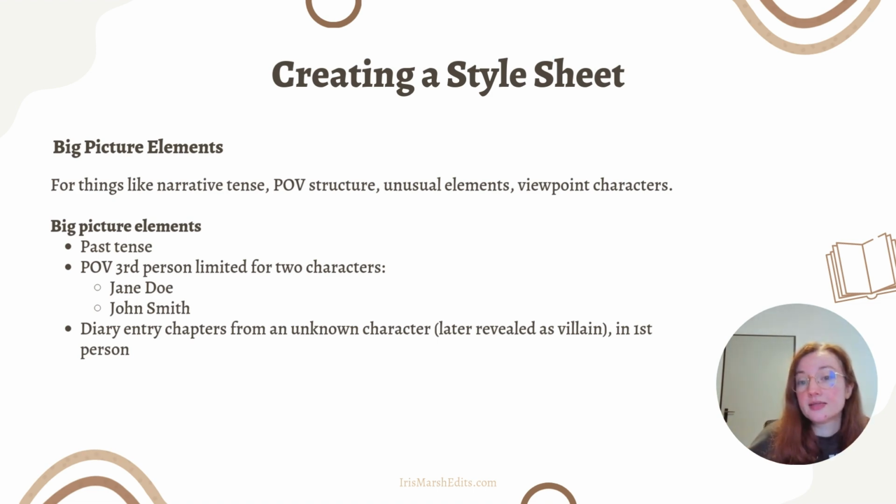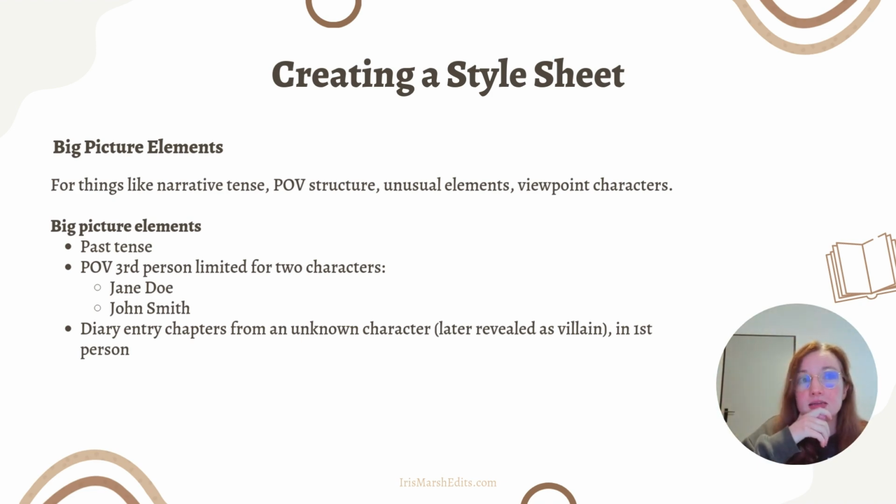So here's another example. For instance, the narrative tense: usually past tense is used, but you can also use present tense, or you can shift, although that's unusual. So here in this example, I have past tense, and then there's point of view structure, like first person, third person, omniscient, etc. Here I have POV: third person limited, and therefore two characters, Jane Doe, John Smith. I know, great creativity with the names here for the example.